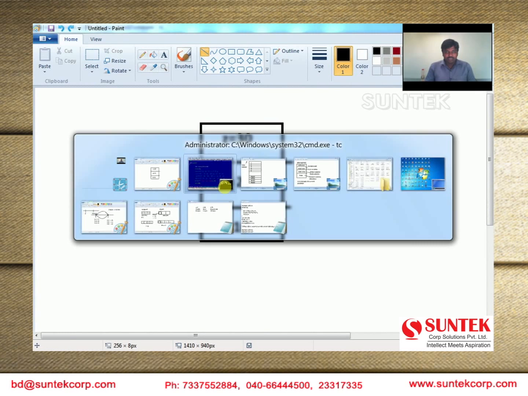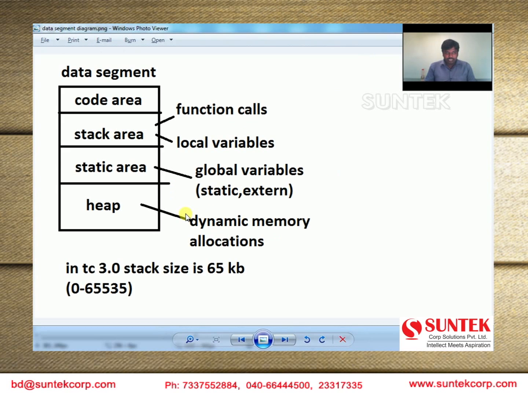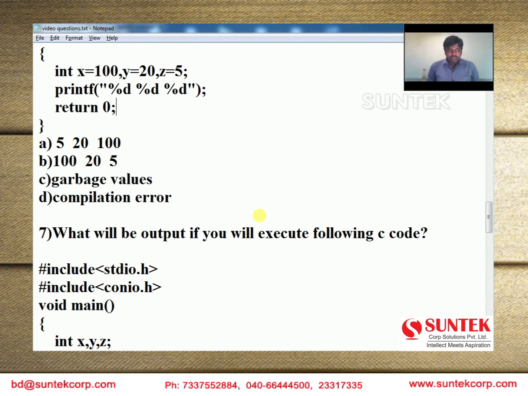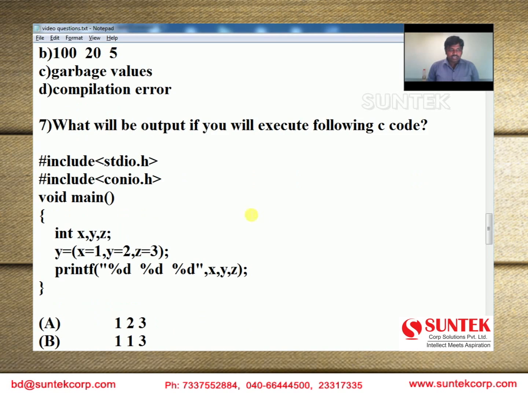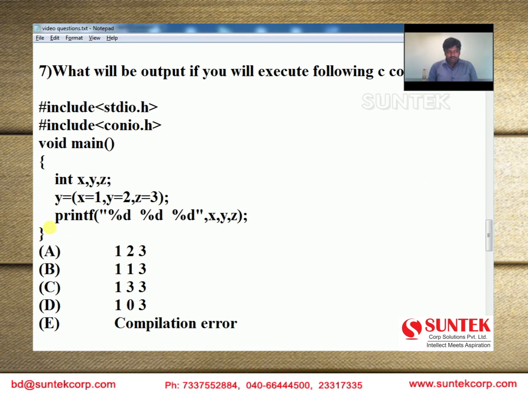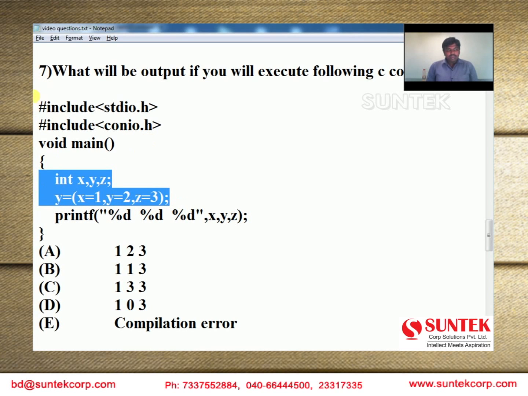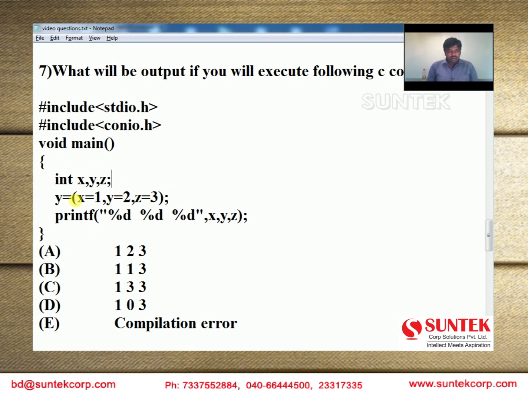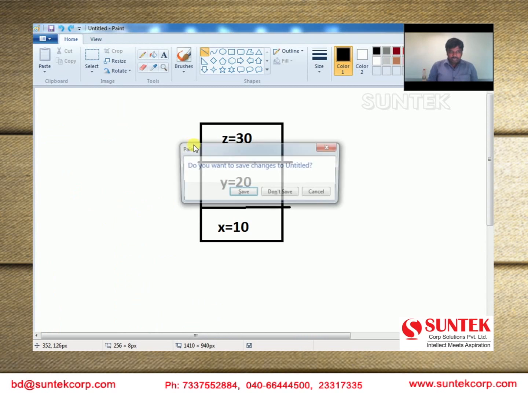What is the next question? Right, see this. Next question is, what will be the output of this program? X, Y, Z, with X equals 1, Y equals 2 and Z equals 3. Okay, before discussing this program, first of all you should know the comma. What is the comma operator or separator?